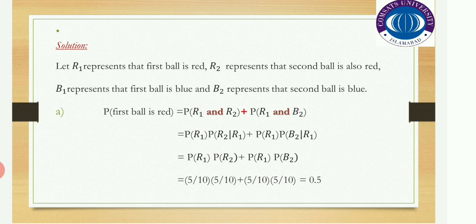Now, what will we have? By applying the multiplication law, we will get probability of R1 into probability of R2 given that R1 has already occurred, or probability of R1 into probability of B2 given that R1 has occurred. As we know that both events are independent events, how do we know that?